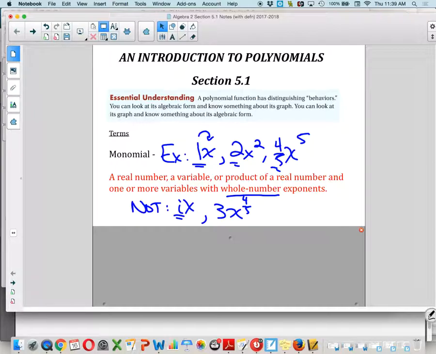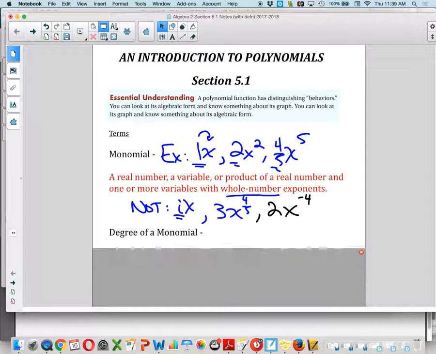Also, just as a reminder, in case you forget, an exponent of -4, 2x to the -4. The 2 is legal, but the -4 is not because it's a negative exponent. These have to be whole number exponents, 0 and the positive integers. Those are monomials. Each of those has a degree.